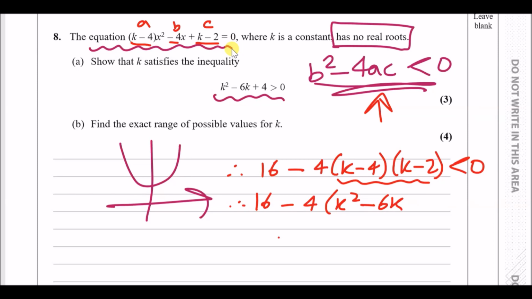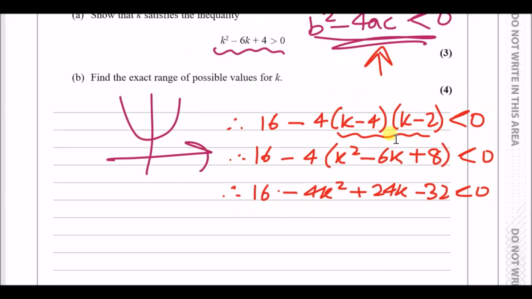Lastly, minus 4 times minus 2 is plus 8, and that's less than 0. Alright, so the next bit now, let's expand the bracket further. We're going to have 16 minus 4k squared plus 24k. And then this one, minus 4 times 8 is minus 32.